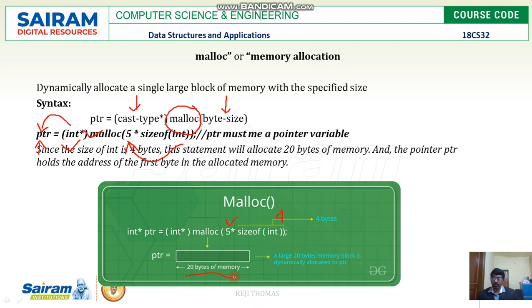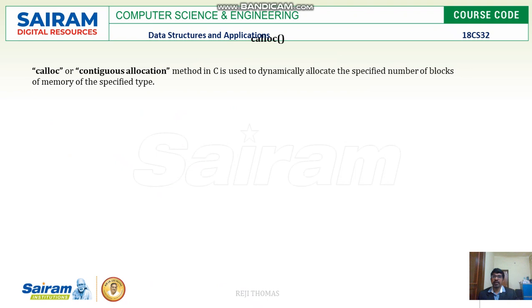This is malloc. Next is calloc, which is known as contiguous allocation. What happens is that memory will be allocated in blocks. If you take malloc, it was a single block of memory. If you take calloc, which is a contiguous allocation, it will be allocated in blocks.